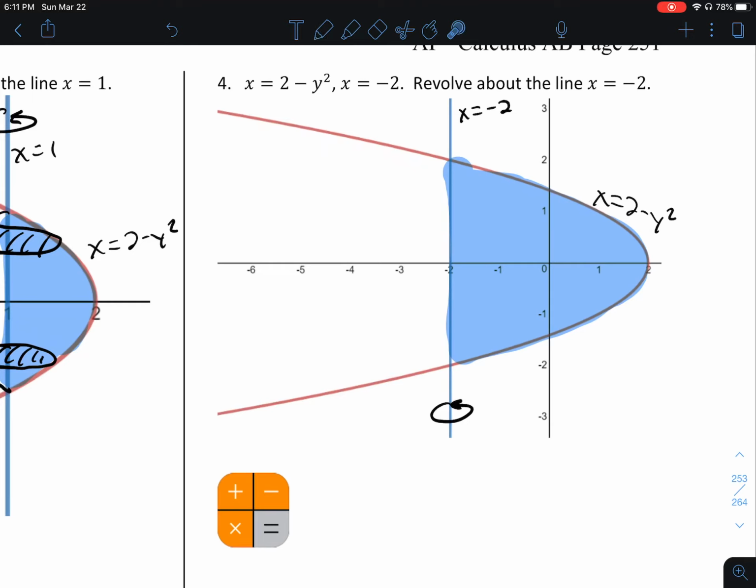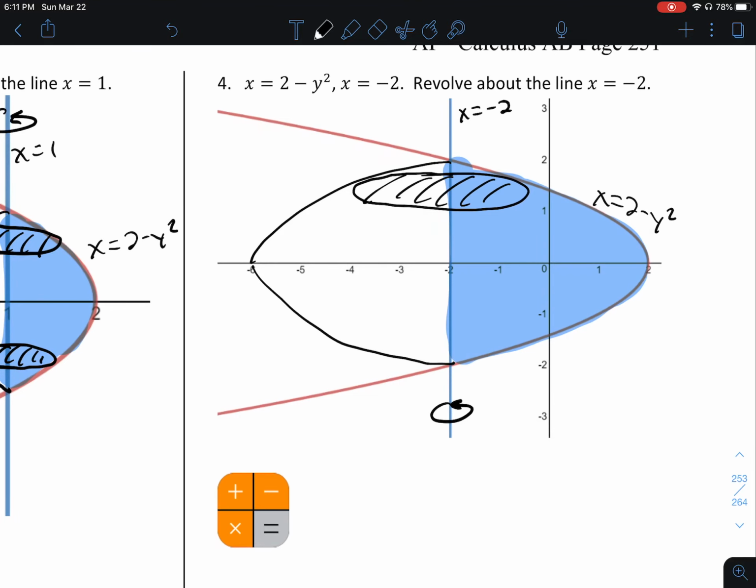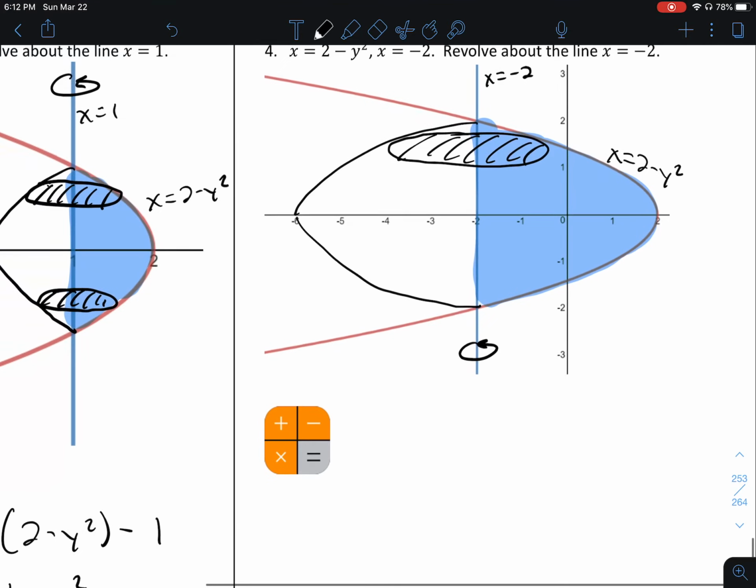And if you look here, that's 1, 2, 3, 4 units. So it's going to look something like this. And we're going to have these circles coming around here, in each of these cases, an infinite number of those.